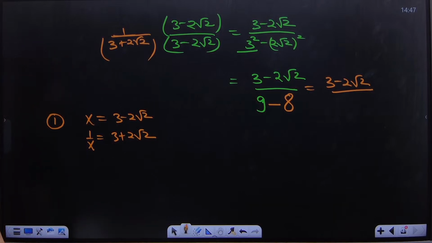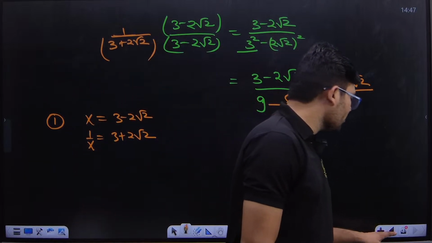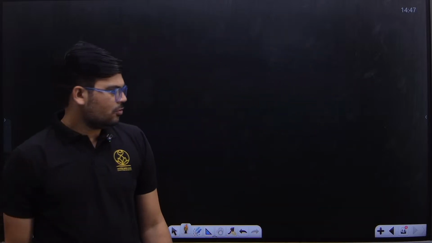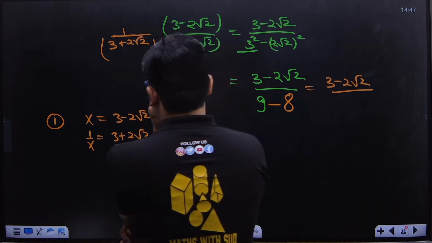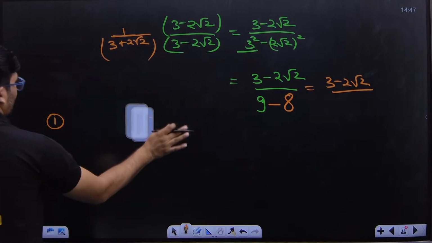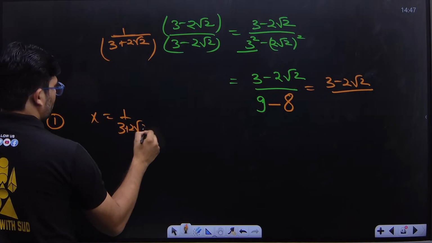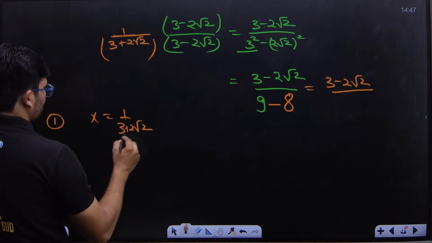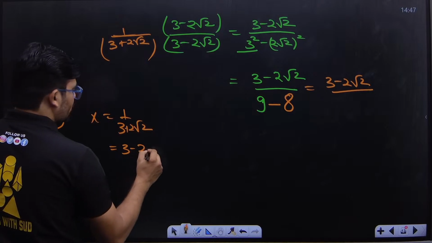Yes, sir. Are you getting it? We can form so many numbers like that. For example, if x is equal to 1 upon 3 plus 2 root 2, then it is also equal to 3 minus 2 root 2.